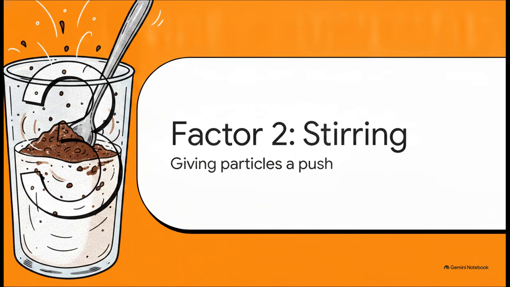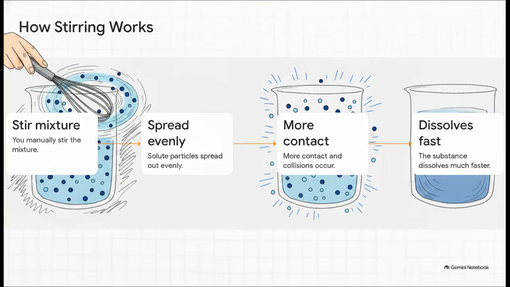All right, let's move on to Factor 2, stirring, giving the particles a helpful push. Imagine you're making a huge, delicious glass of chocolate milk, and the powder is just sitting in a dry clump on top of the cold milk. What's the very first thing you reach for? A spoon, right? Let's break down the actual science of what stirring does.